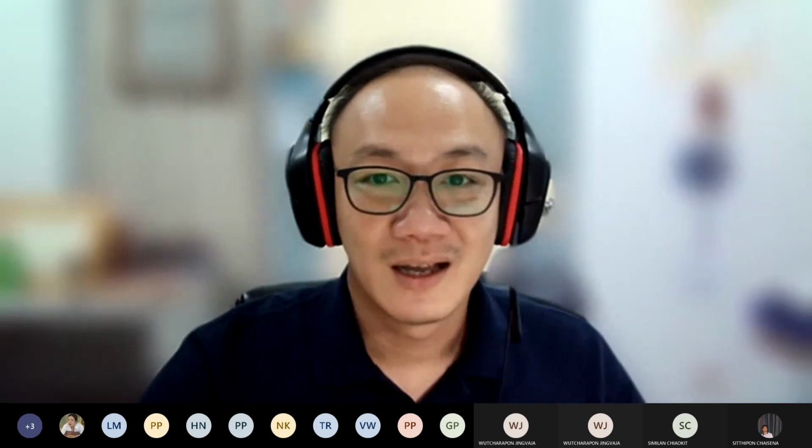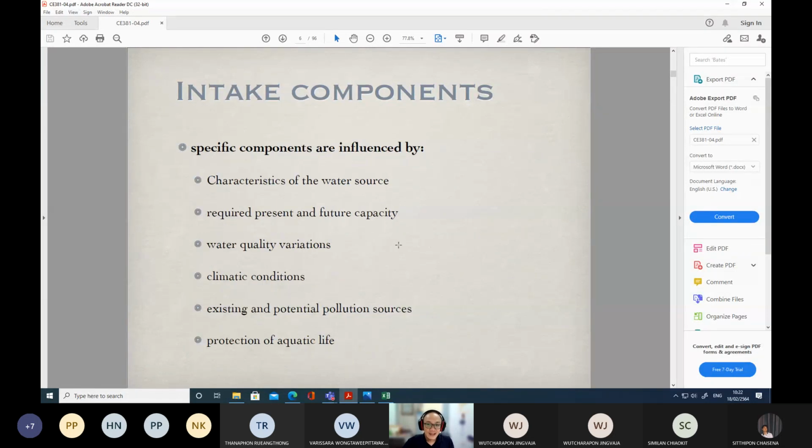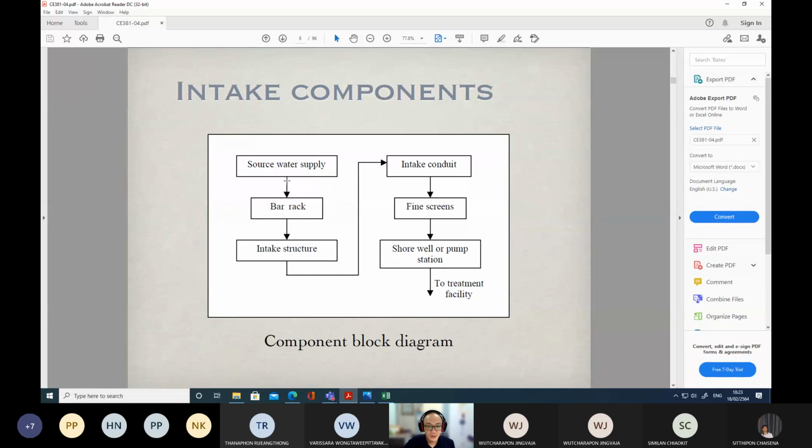Okay, so I was just talking about the purpose of the intake facility. The intake components, the intake systems, essentially consist of several unit operations.